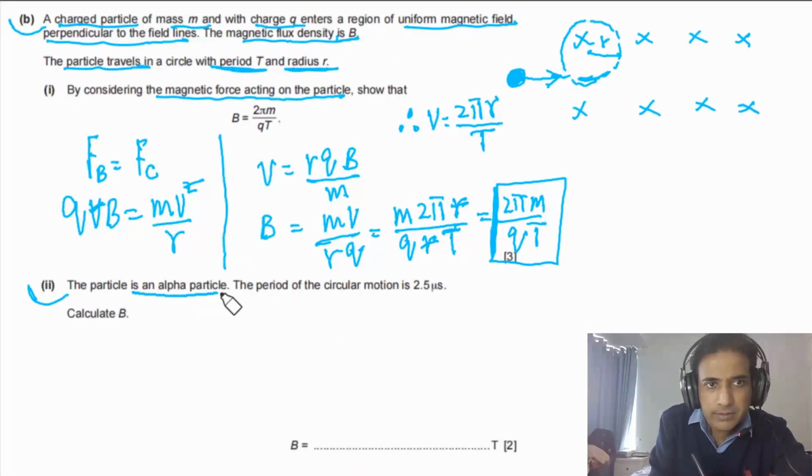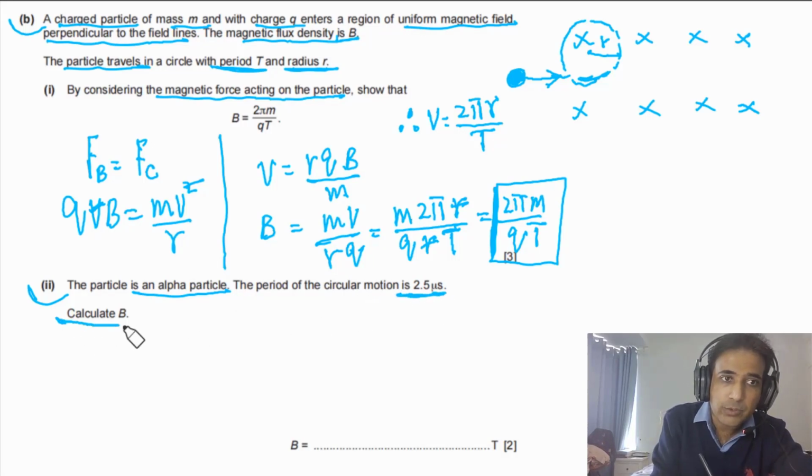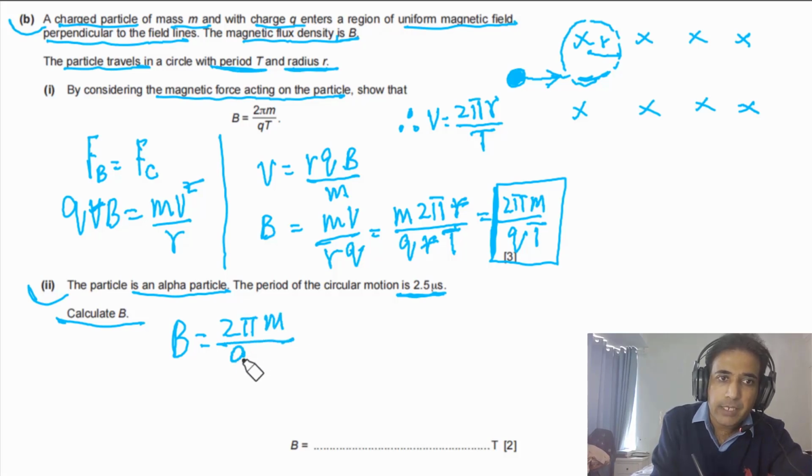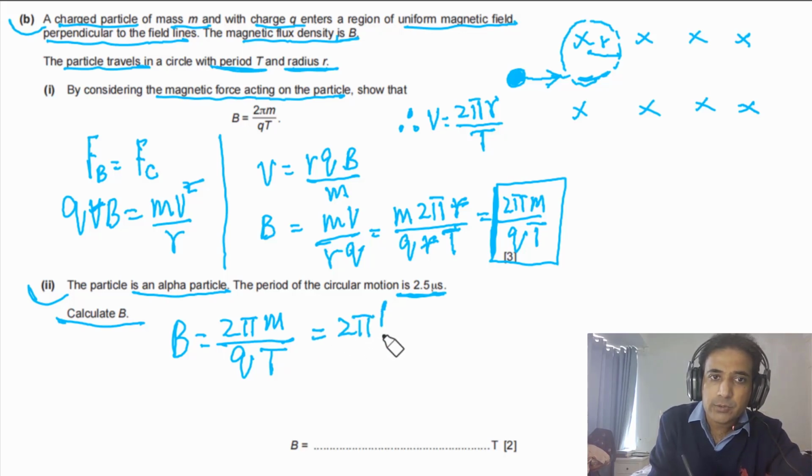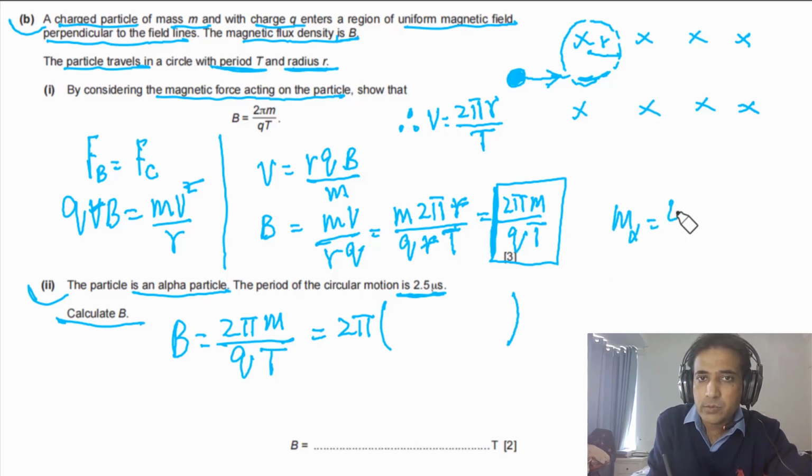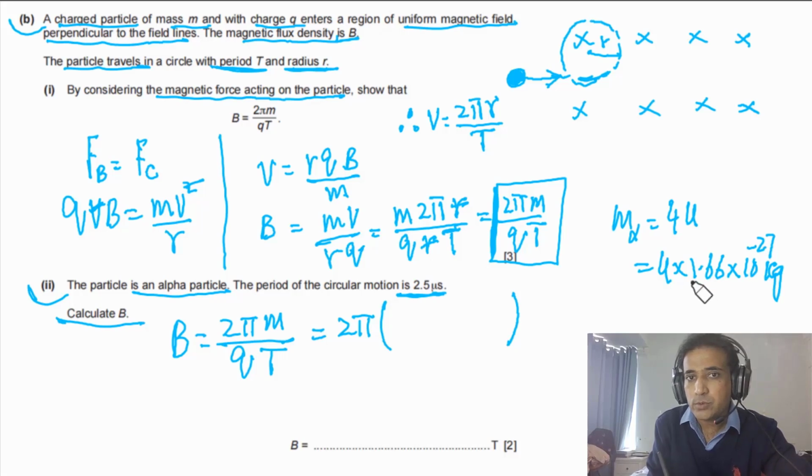Second part says the particle is an alpha particle. The period of the circular motion is 2.5 microseconds. Calculate B. We have already equation for B. So first of all we can write down B. This is equal to 2 pi M divided by Q times T. So in this case 2 pi, this is constant. So we need mass of alpha particle, and mass of alpha particle is equal to 4u. 4u means that this is 4 times 1.66 times 10 to minus 27 kgs. 1u is equal to 1.66 times 10 to minus 27 kgs.